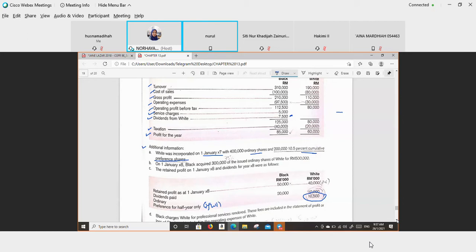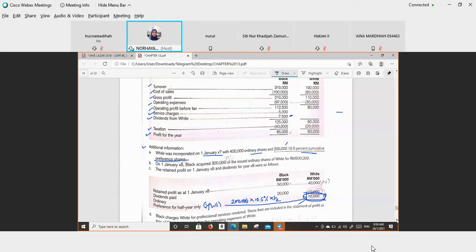Yang ni yang separuh. Okay, macam mana nak kira ni? Cuba je kira. Macam mana dia dapat ni? Tira, cuba you kira. Macam mana dapat dividen ni? Macam mana dia dapat 10.5 ni? Cuba kira Tira. Sekejap. Macam mana dia kira? 200,000 kan ni? Betul tak? 200,000 darab 10.5%. Lepas tu darab dengan 1/2, sebab half year je. Okay, cuba kira everybody.